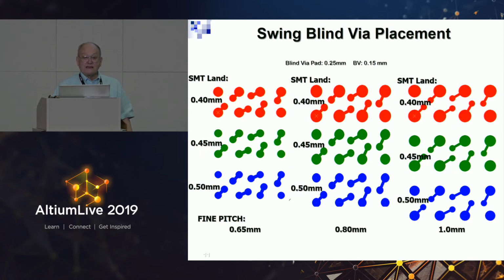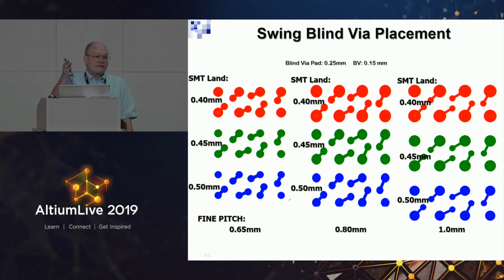With that, and so swinging these vias, depending on the pitch and your SMT land size, and I can't define it because all of you may have different SMT land sizes and use different sizes of pitch devices. There's no way to predict that. So I chose 0.65, 0.8, and 1 millimeter. Above 1 millimeter, there's kind of no need to have blind vias.